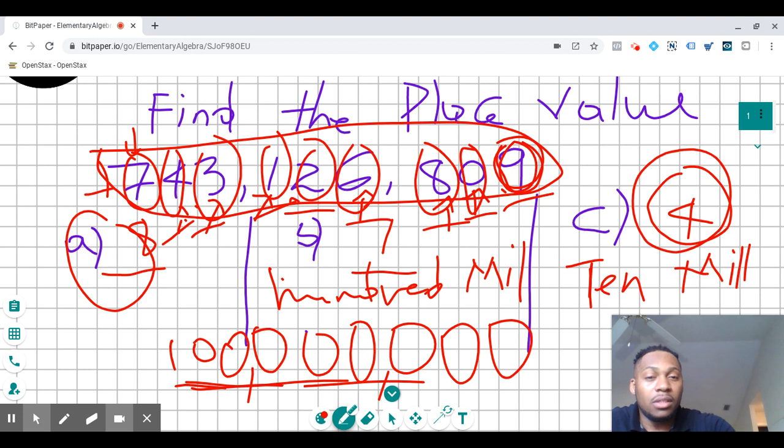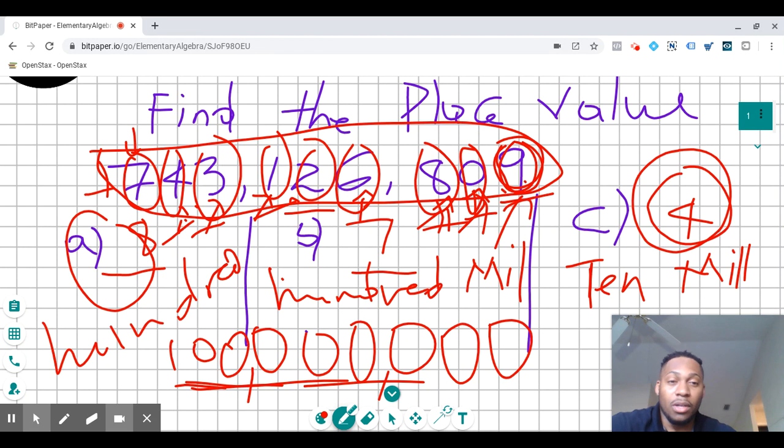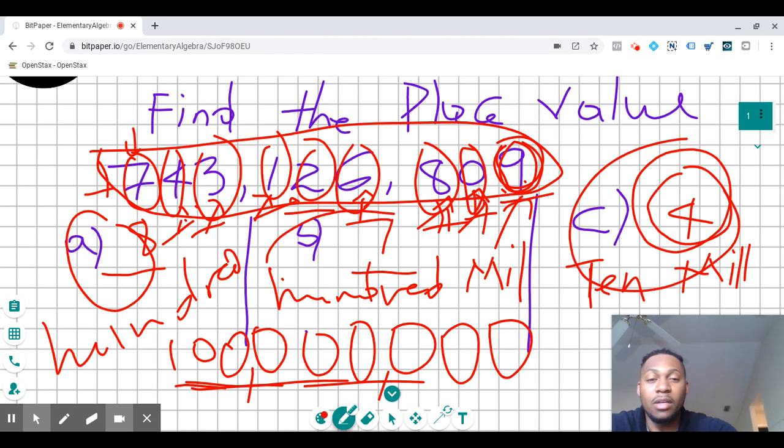The 8 was, you go from 9, which is the ones. This is the 10. This is the hundreds place. And that's it. That's how you would solve this. So the 4 would be the 10 million place. The 7 would be the 100 million place. The 8 would be the 100 place.